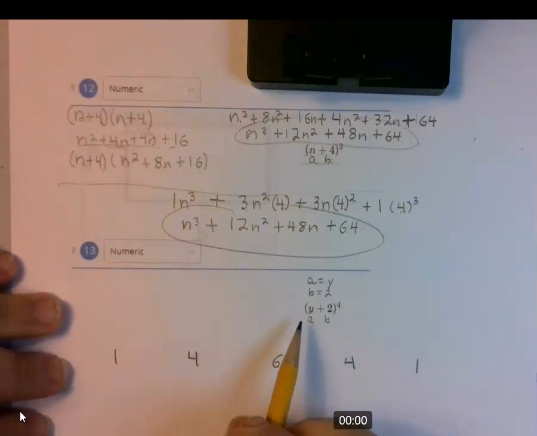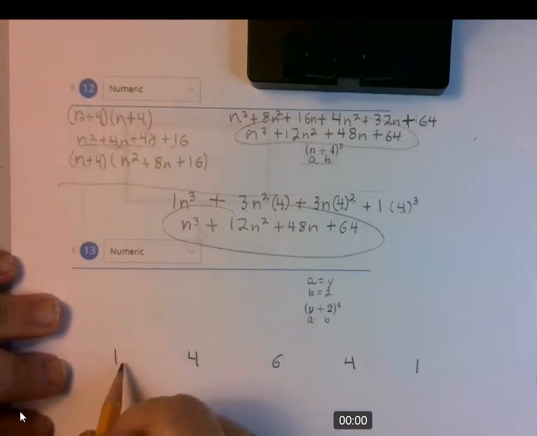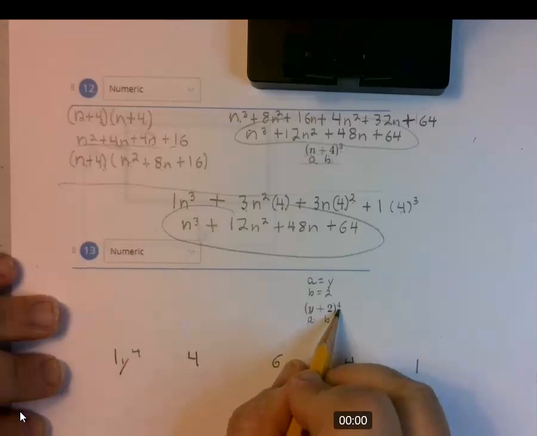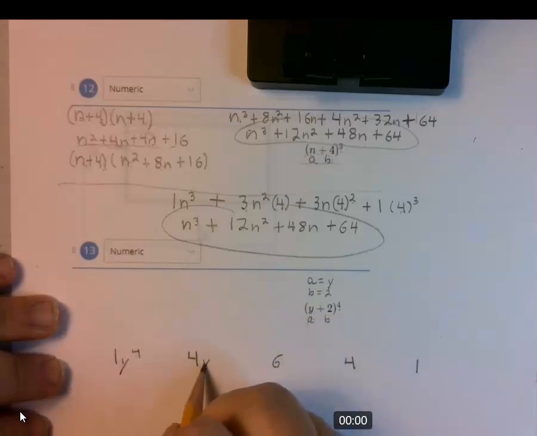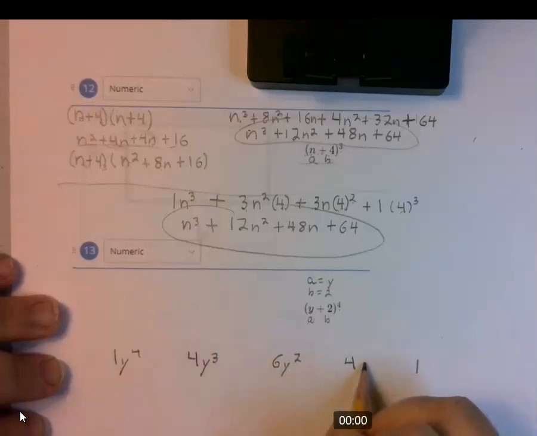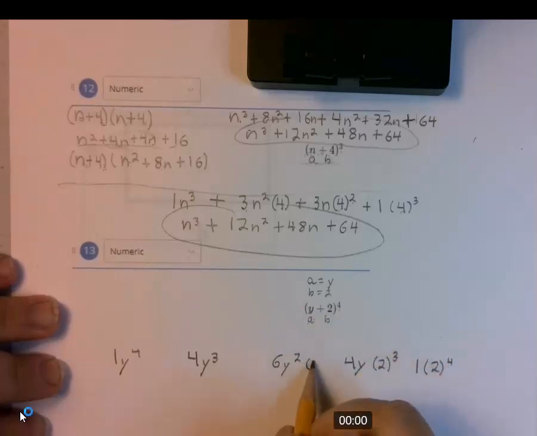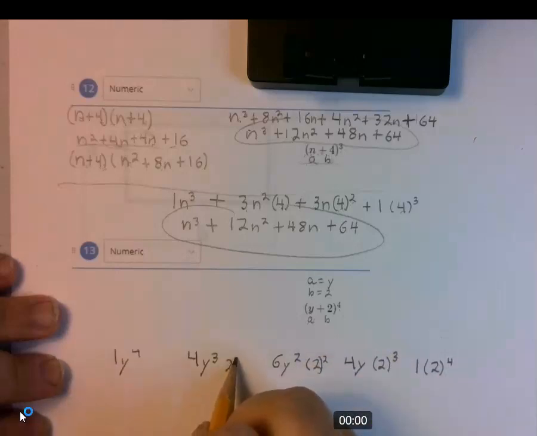Okay, and our a is the y, so it's going to start off with y to the fourth, whatever that exponent is. Y to the third. And no y there. Okay, now our b is 2, so it's going to be 2 to the fourth. And 2 to the 0 is 1.